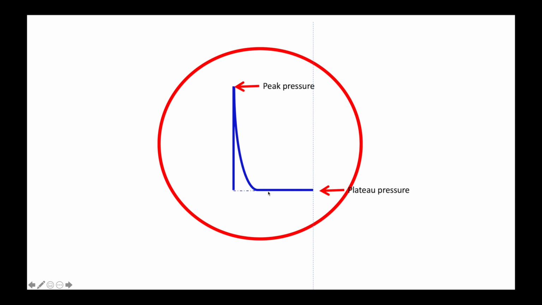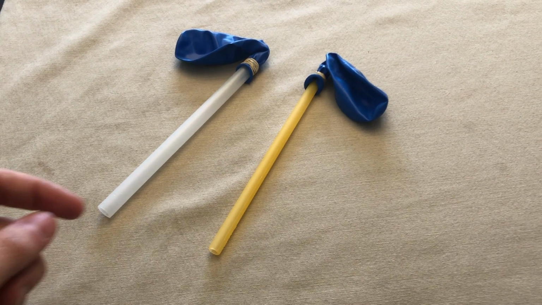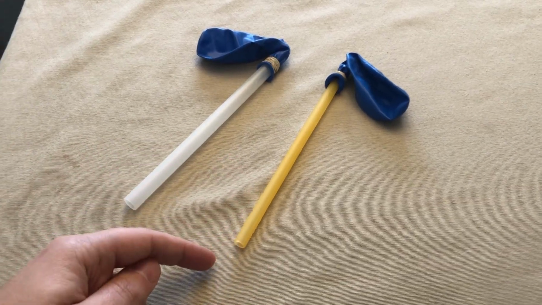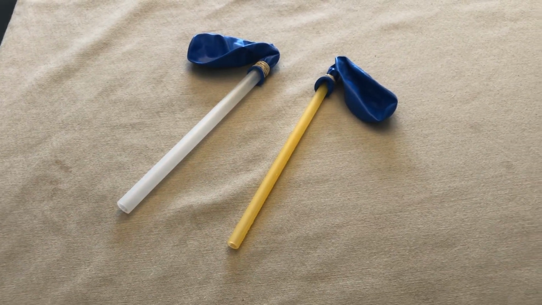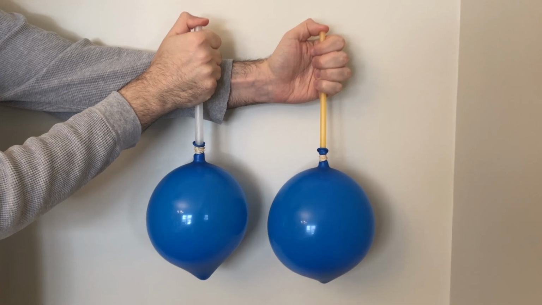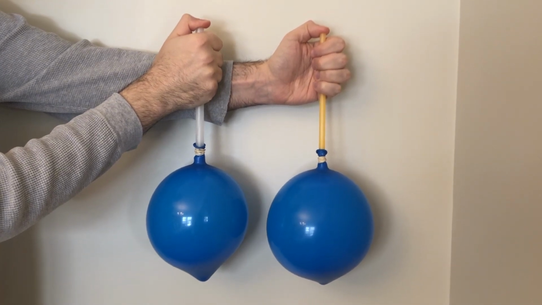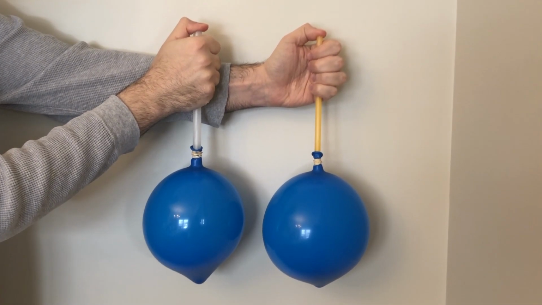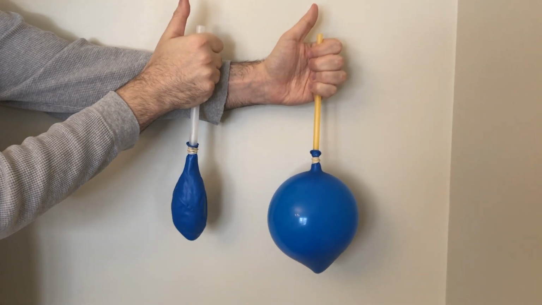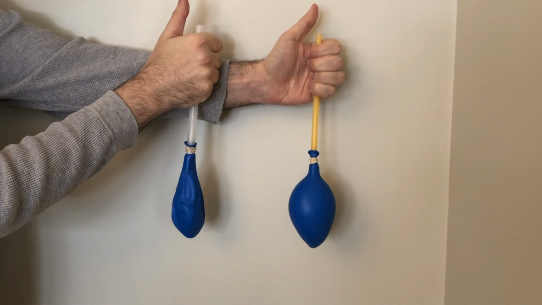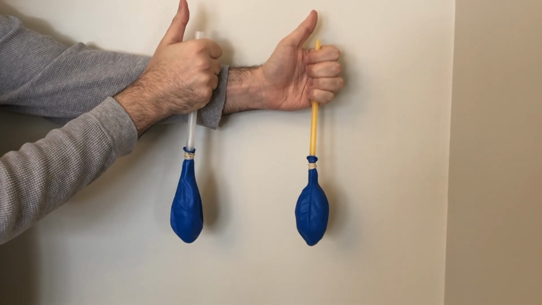What happens though if resistance to expiratory flow builds up, as happens as the HEPA filters get clogged with secretions and condensation? So I'm going to simulate that with a smaller straw. A smaller straw will have greater resistance to flow the same way that a clogged filter will have greater resistance to flow. And what you see is that it takes a lot longer for that balloon to deflate.